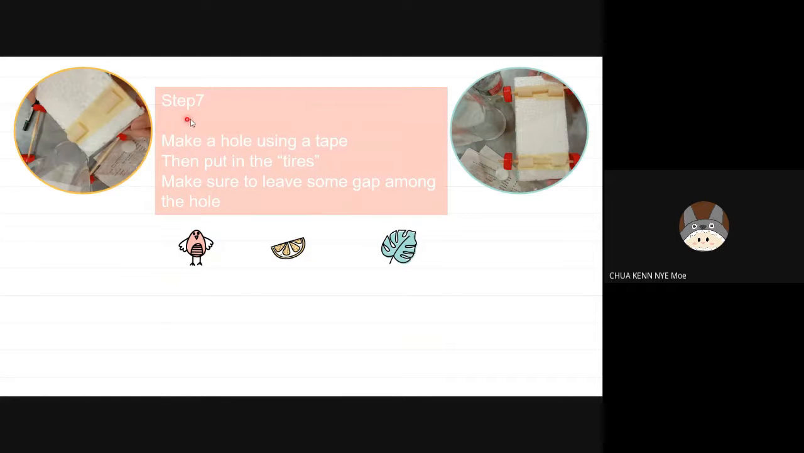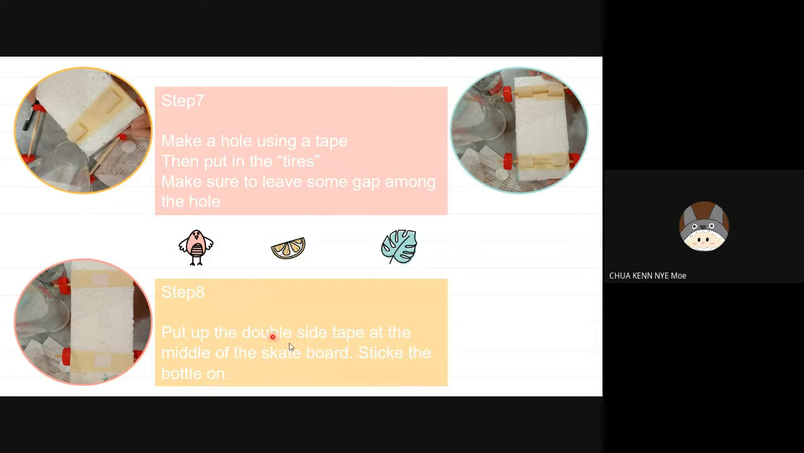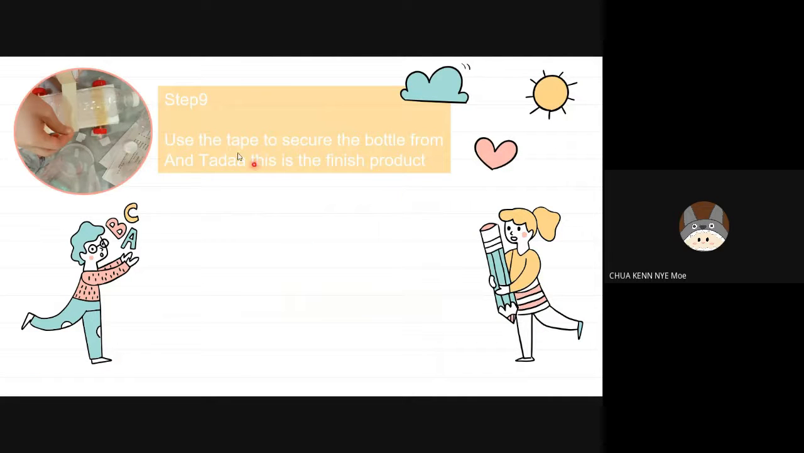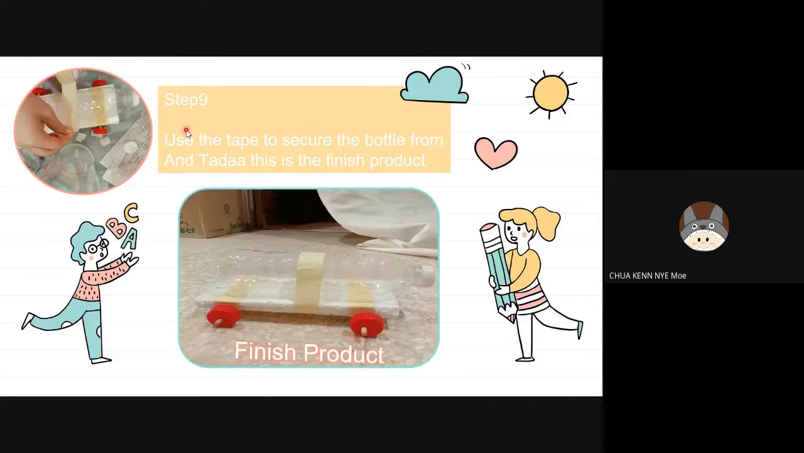Followed by step 7, you can make a hole using a tape and put it here, then put in the tires. You need to make sure to leave some gap around the hole to let it roll. And then here's step 8, put double-sided tape at the middle of the skateboard and stick the bottle on it, like this. And then here's step 9. You need to use the tape to secure the bottle, and tada, this is the finished product.